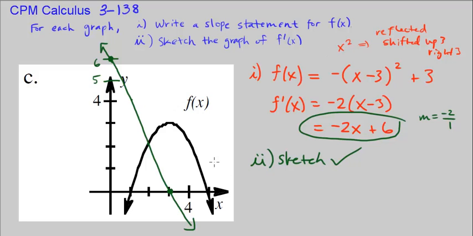So now we can go from approximate sketches to exact sketches, right? Because we know the parent functions and we also know transformations from them, so we can get the exact equation, or pretty exact, and also the sketch, okay? So this is the end of CPM Calculus Chapter 3, number 138.